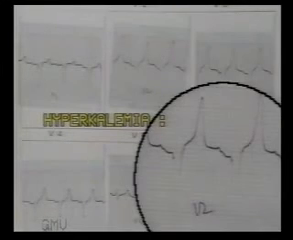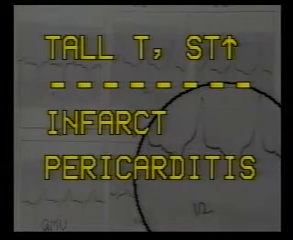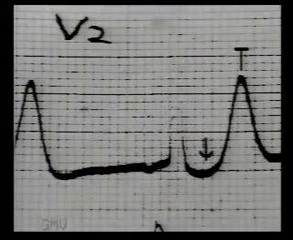This is another ECG of hyperkalemia. Note the tall peaked T waves more than 10 mm high in all the leads. Tall T waves with elevated ST segment are seen in two conditions which we have already studied. Number 1, acute myocardial infarct on the first day, and acute pericarditis when seen in all leads.